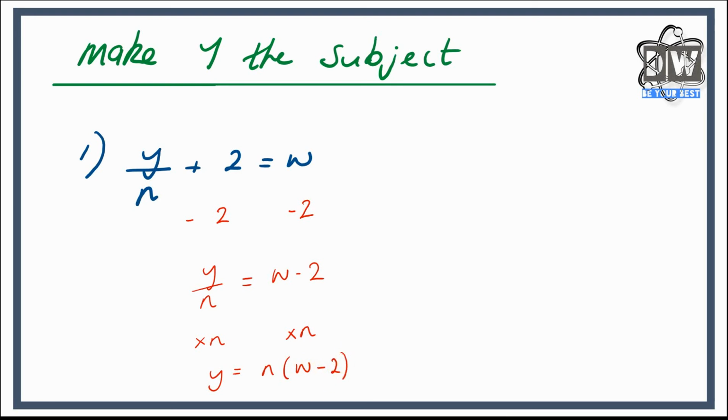And we could go a little bit further and actually multiply out of the brackets and go y equals nw minus 2n. But I'm going to leave it there for now.